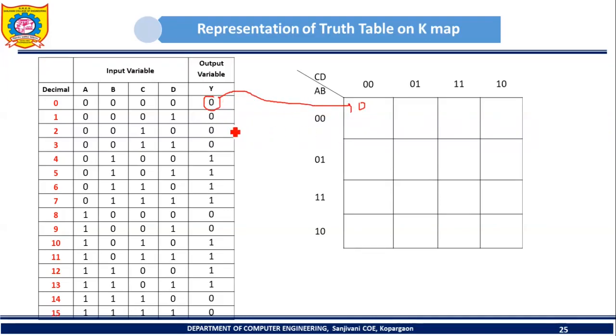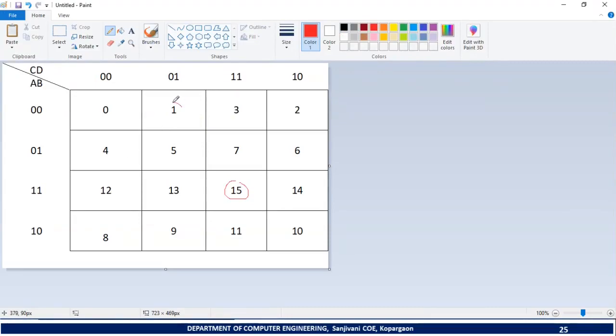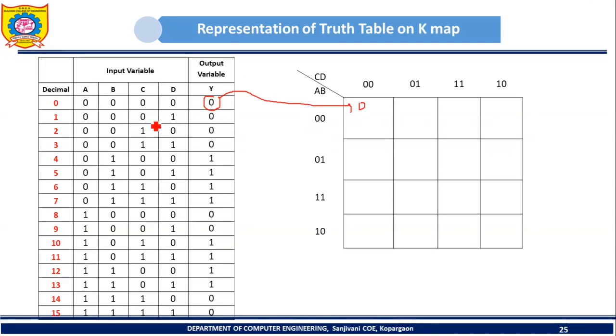Then consider the next row. The next row corresponds to input combination 1, and in KMap where do we have 1? We have 1 here. So this particular cell corresponds to input combination 1. So that's why this output 0 you are supposed to write in this particular cell. So here I will write 0.